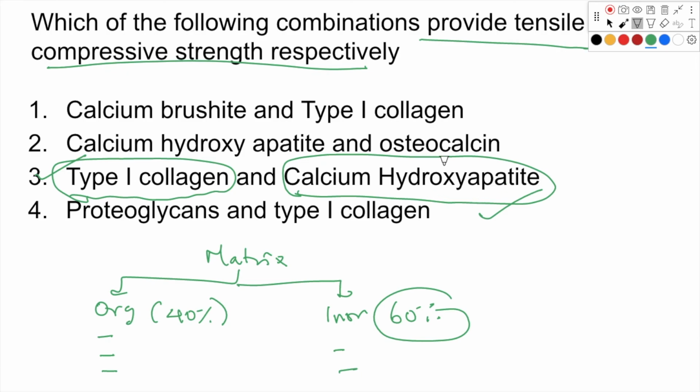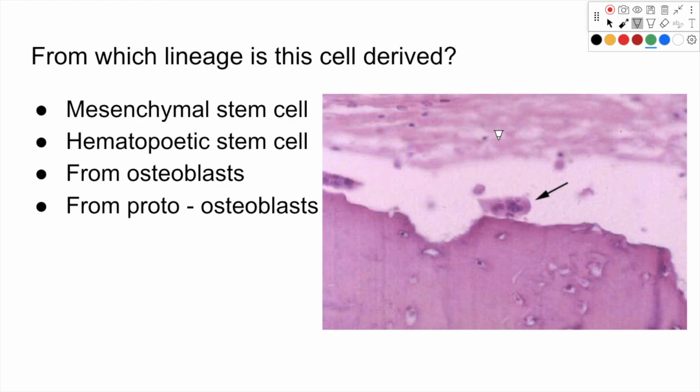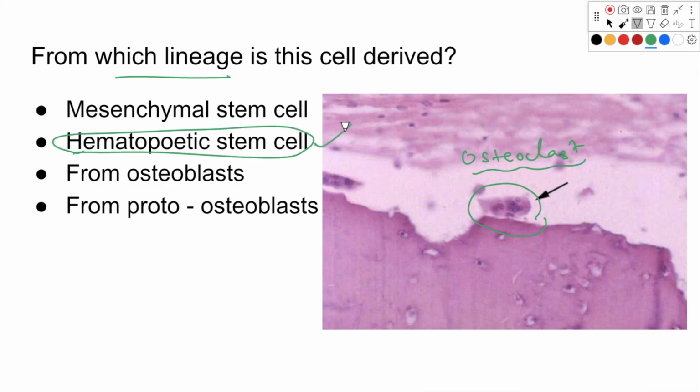You look at this picture and determine from which lineage this cell is derived. You can see a small cell here. It is multinucleated. There are multiple nuclei. So which cell is multinucleated in the bone? It is the osteoclast. So which lineage is this cell obtained from? It is obtained from the hematopoietic stem cell lineage. The answer to this question is hematopoietic stem cells.